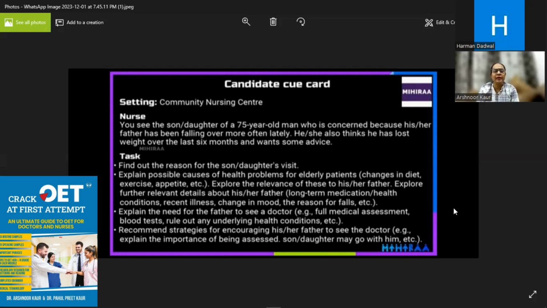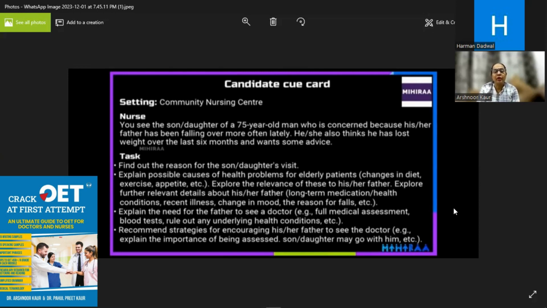Then you can say that, Joseph, can you please tell me more about your father, as I want to help you in this case only if I get the proper information. The patient, this person will tell that my name is Joseph, and my father's name is Henry, and he's 75 years old, and he falls frequently. And I think that he has lost some weight in the past also.